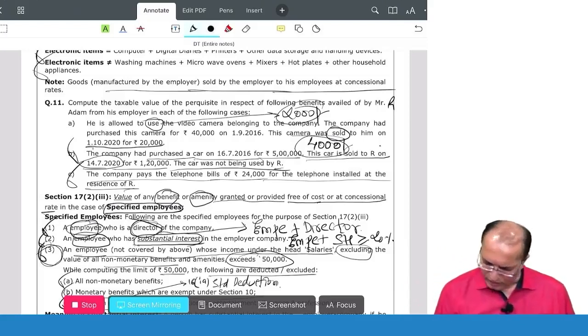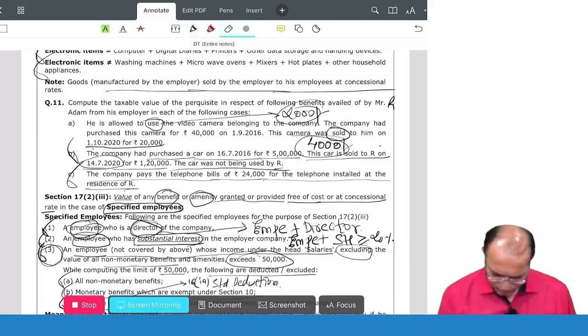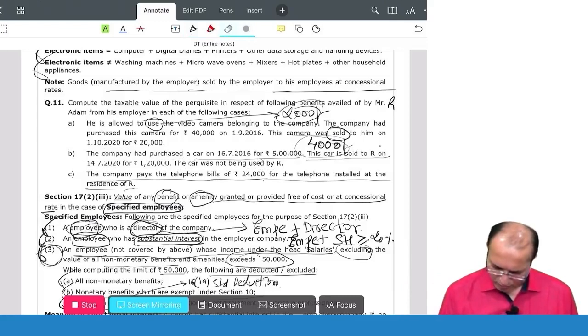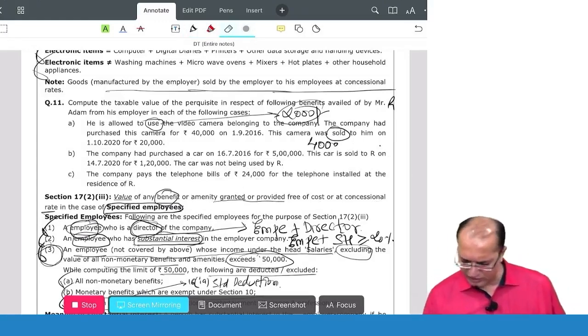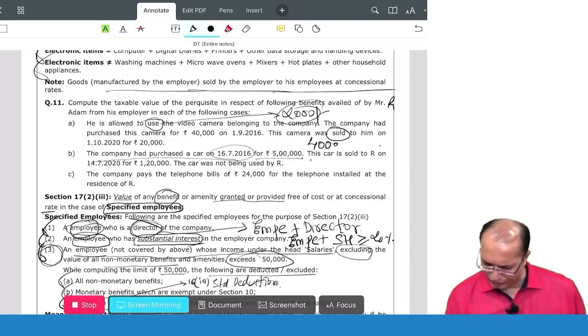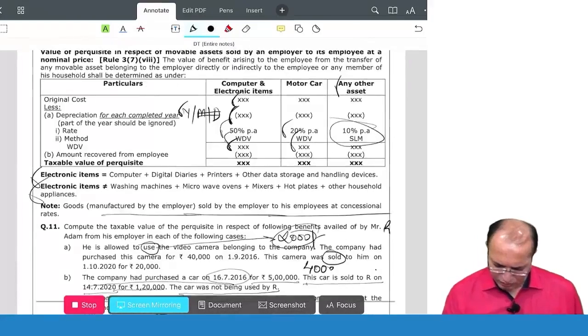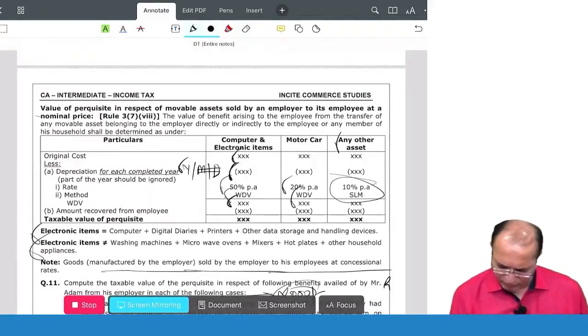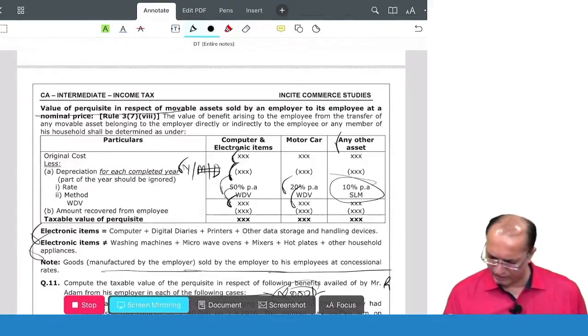Point number B. Employee is not using the car. The company had purchased the car on 16 July 16 for 5 lakhs. The car is sold to R on 14 July 20 for 120. The car was not used by R, which means you have to apply only this valuation of perquisite in respect of sale.